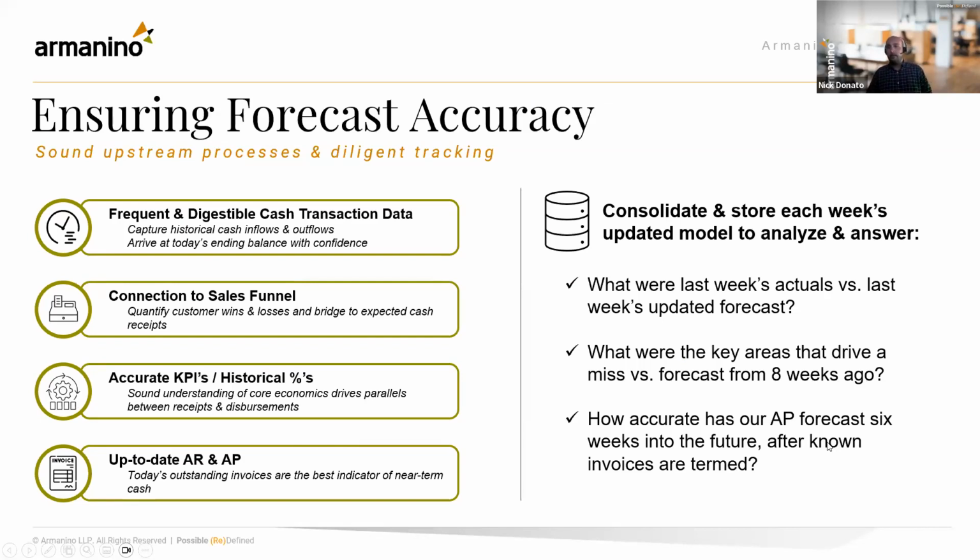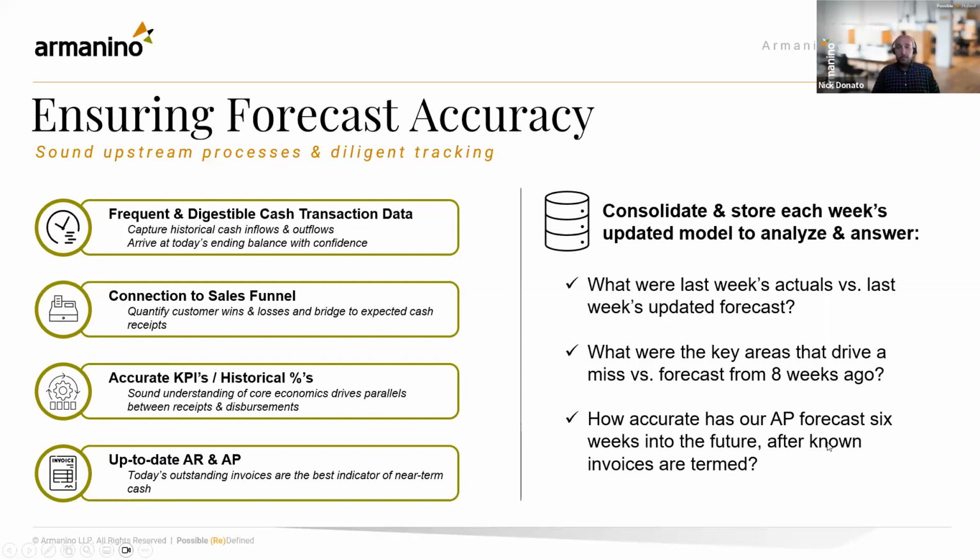Ultimately, it's this concept of garbage in, garbage out. Starting with the cash actuals themselves, you need to have frequent and digestible cash transaction data. But you also have to have accurate connection to your sales funnel to understand what recent wins we have seen that we might see cash for over the next couple of weeks. You need a good handle on your KPIs and historical percentages, understanding certain costs are usually a percentage of revenue. So as we forecast cash, we should forecast that in a similar fashion.